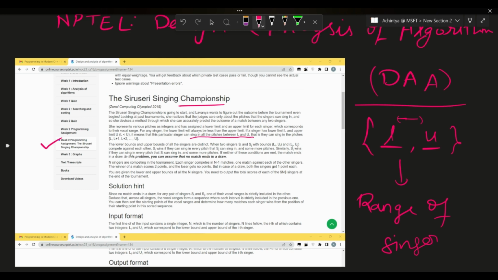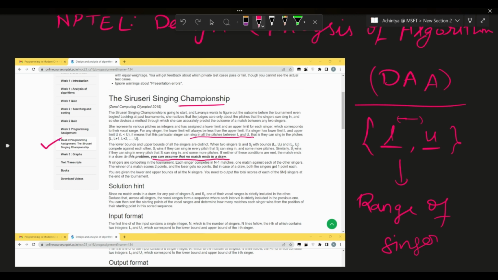The lower bounds and upper bounds of all singers are distinct, all are different, no one is the same. When two singers SI and SJ with bounds LI, UI and LJ, UJ compete against each other, SI wins if they can sing in every pitch that SJ can sing in, and some more pitches. Similarly, SJ wins vice versa. If neither of these conditions is met, the match ends in a draw. In this problem, you can assume that no match ends in a draw.